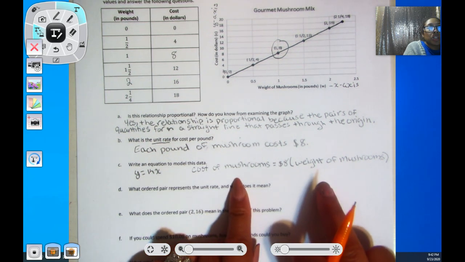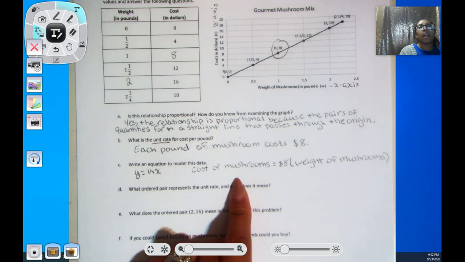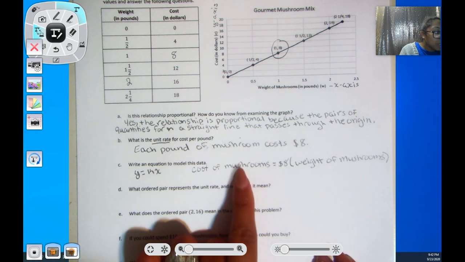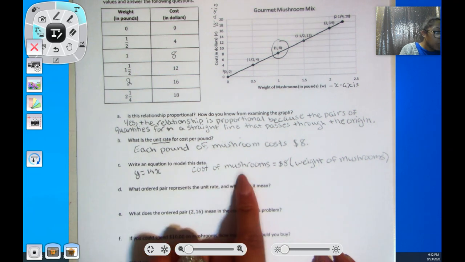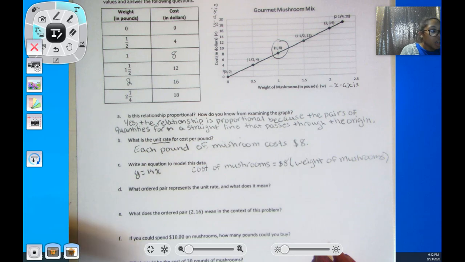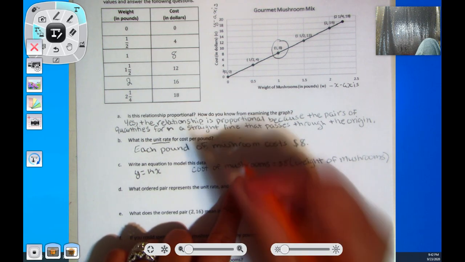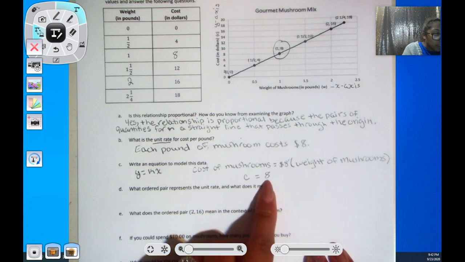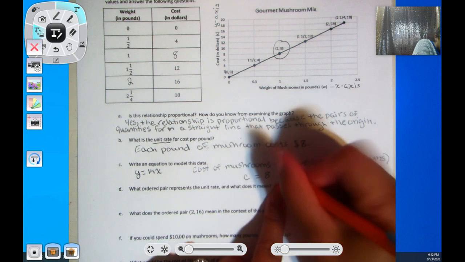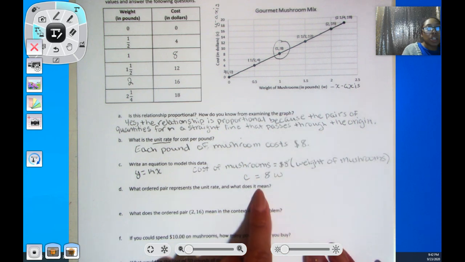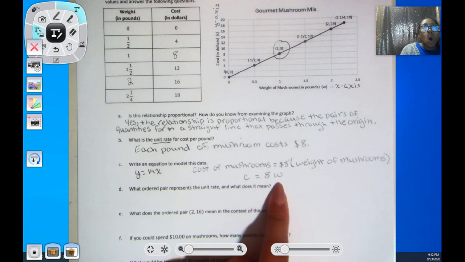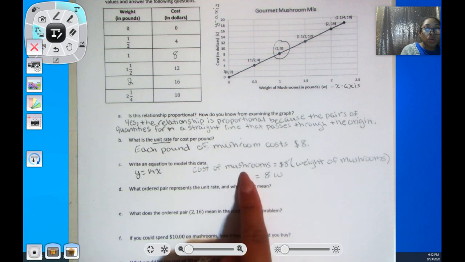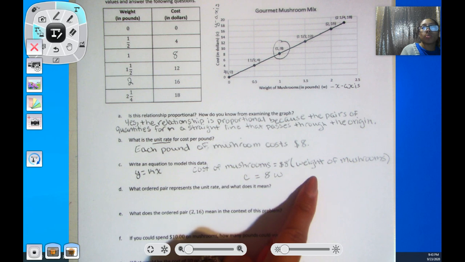Now, writing it out as a verbal expression helps me because now I can go back and make this into an algebraic expression by replacing our dependent variable and independent variable with a letter. So for cost of mushrooms, I'm going to replace that with the letter C. 8 is our constant of proportionality. And for weight of mushrooms, I'm going to replace that with W. So my equation is C is equal to 8 times W, where C represents the cost of mushrooms and W represents the weight of the mushrooms.